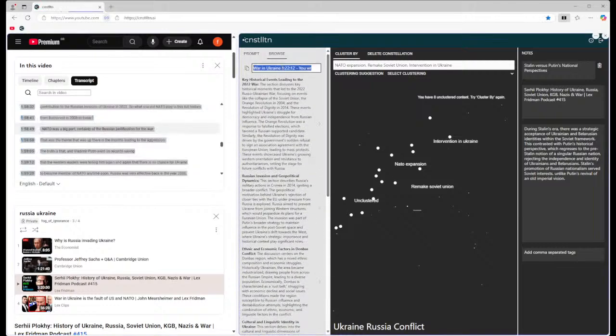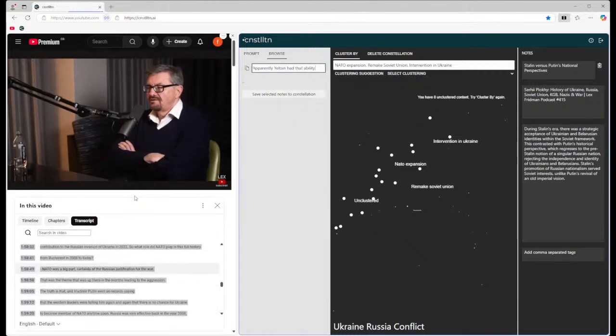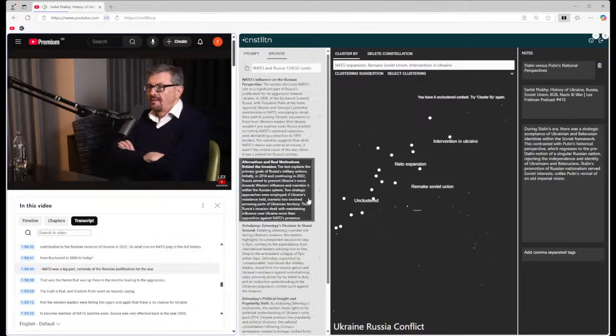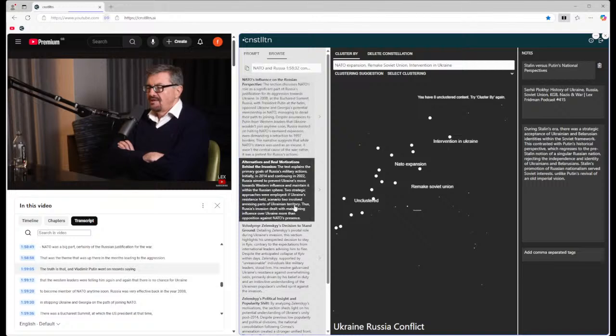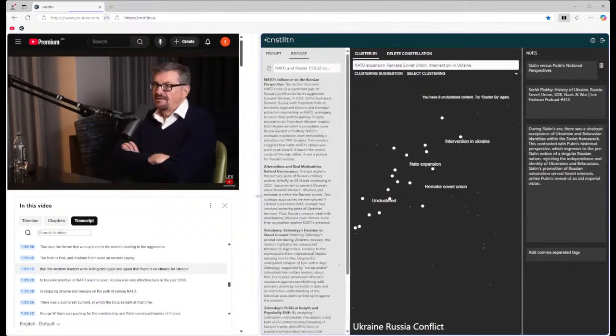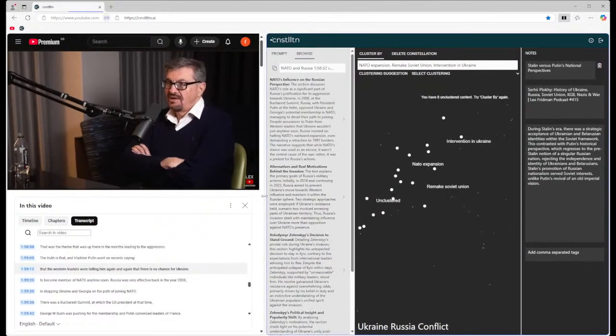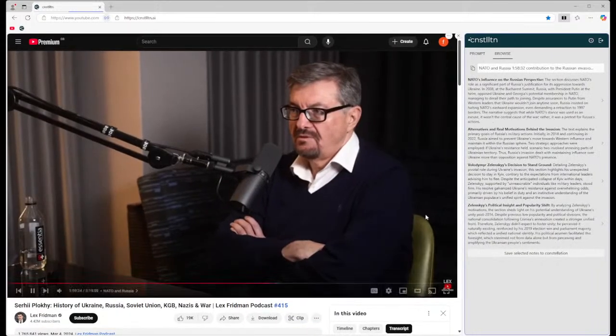NATO was a big part, certainly, of the Russian justification for the war. That was the theme that was up there in the months leading to the aggression. The truth is that, and Vladimir Putin went on record saying that the Western leaders were telling him again and again that there is no chance for Ukraine to become a member of NATO anytime soon.